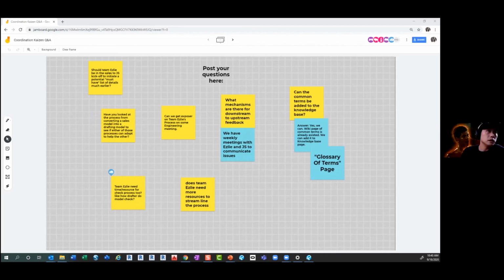Does Team Esley need time and resources for the check process too, like how a drafter does model checks? We do have a checking process within that 10 to 12 days. So I don't think this is really about one team or another. It's about the communication between one team and another team. This is just where we started, because it was the beginning. It's not pointing any fingers. No, I'm just trying to answer the questions.